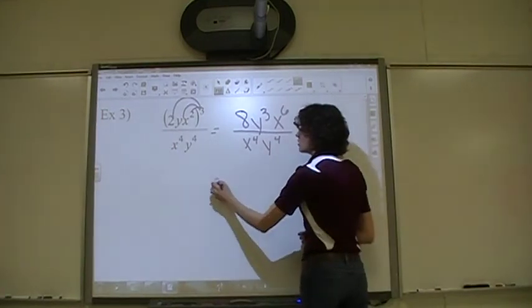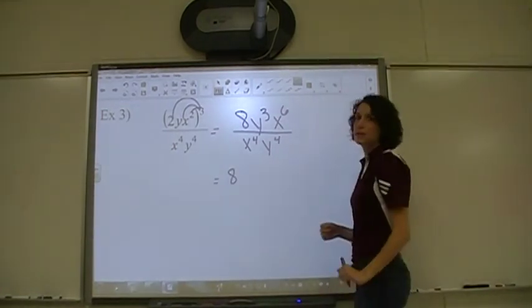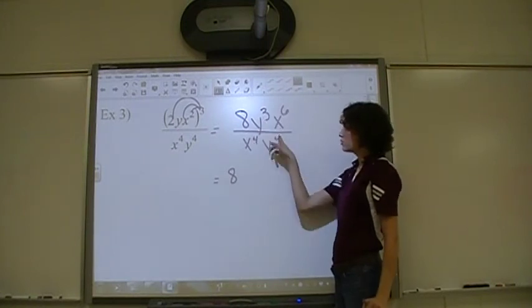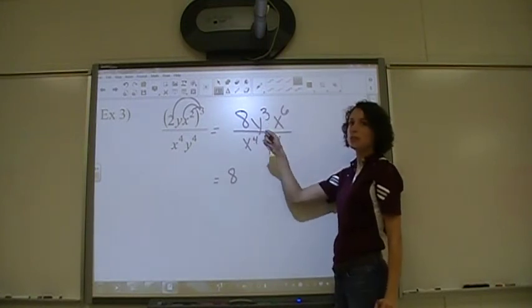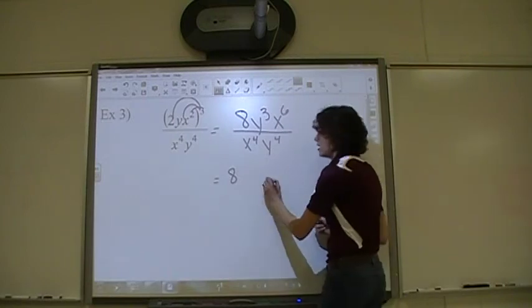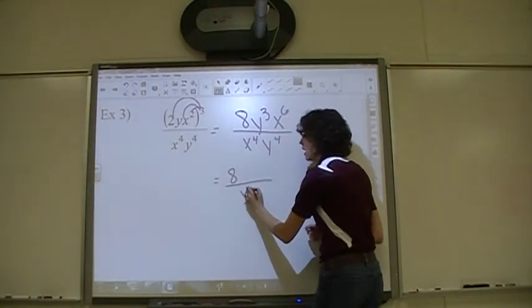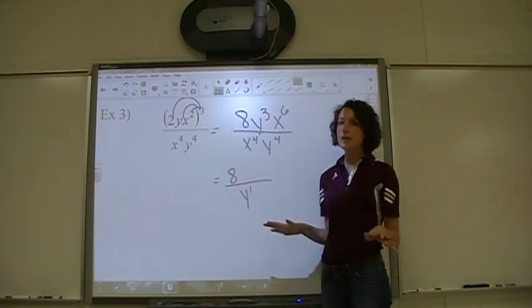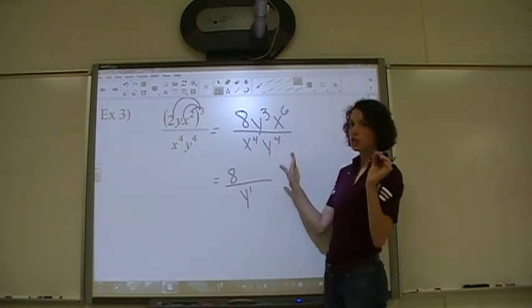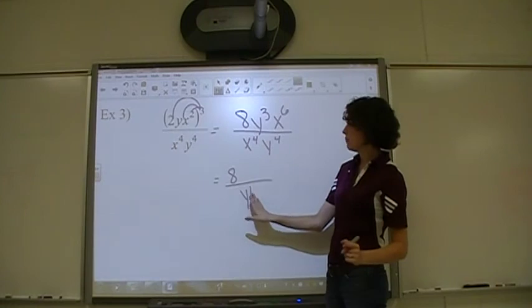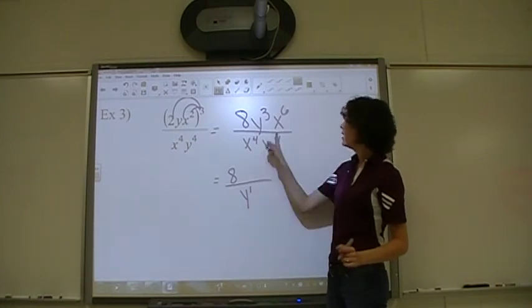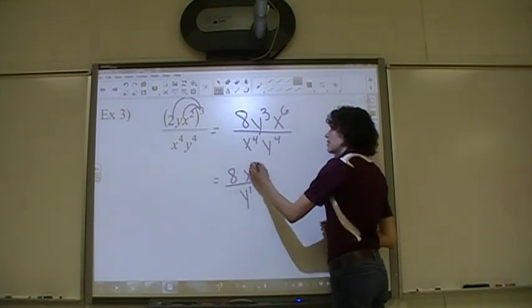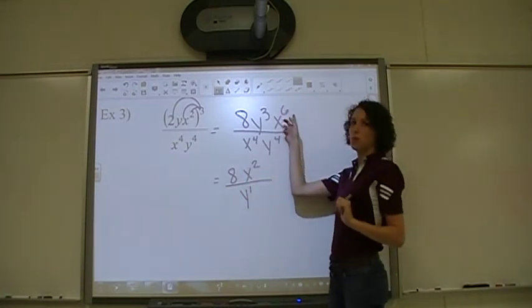So you can't cancel anything out with that 8, so it stays up on top. Then we have y cubed, y to the 4th. Subtract their exponents. 4 minus 3 gives me 1. Then you have more on the bottom. So when you subtract your exponents, just subtract them like normal. Don't worry about negative numbers. Just think about where you have more. You have more on the bottom, so it stays on the bottom. 6 minus 4 gives me 2. And so that means we have x to the 2nd on top because you have more on top.